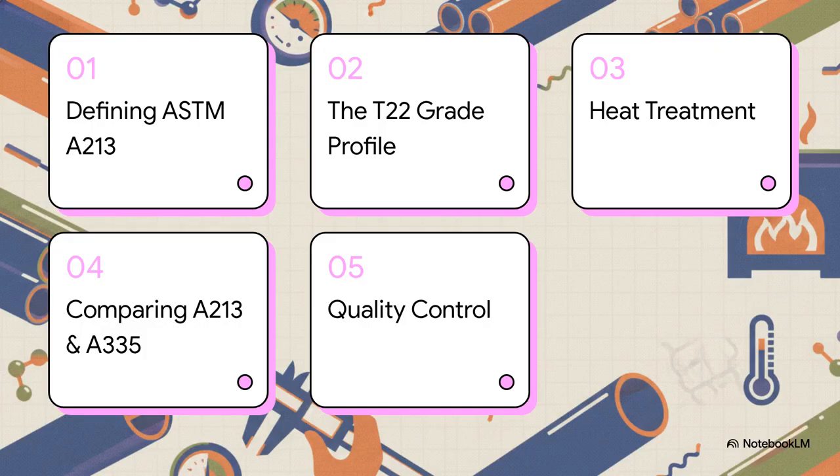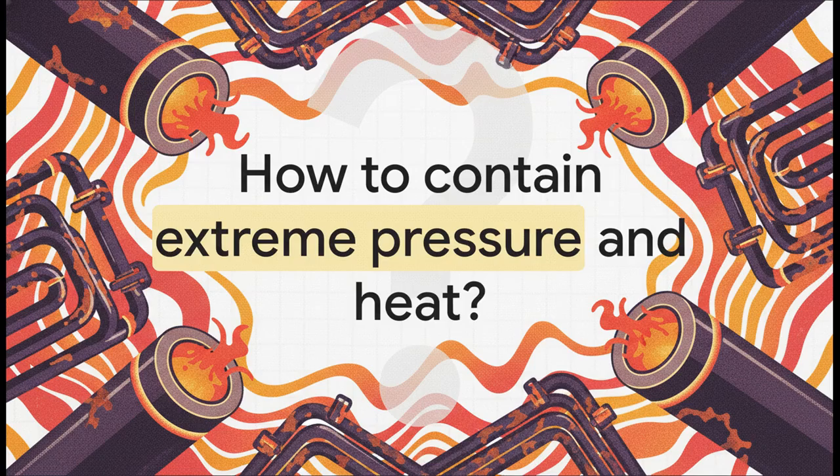Let's run through our agenda real quick. We'll kick things off by defining ASTM A213. Then we'll profile the T22 grade, dive into heat treatment and tolerances, compare A213 with A335, and finally wrap up with quality control and traceability. Because, honestly, it all comes down to one massive engineering puzzle. How exactly do you contain extreme pressure and heat in boiler superheaters and heat exchangers without the whole system failing? Beating high-temperature corrosion and immense internal pressure means you absolutely have to know your materials inside and out.